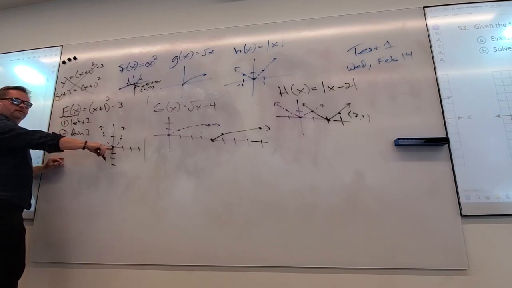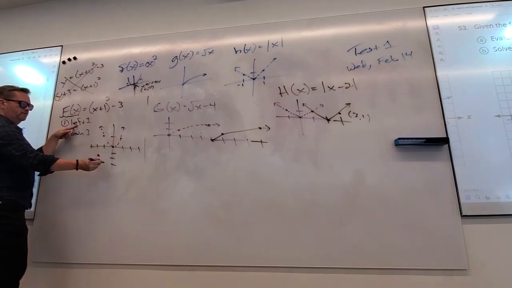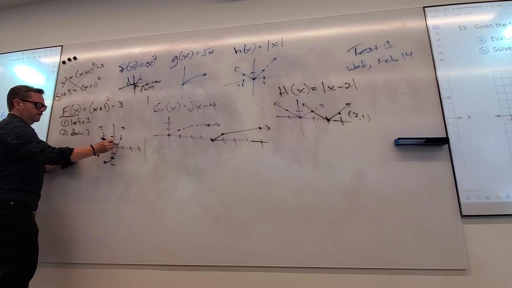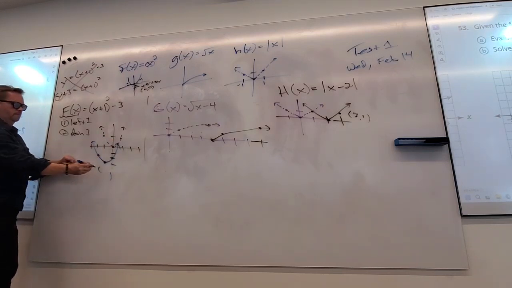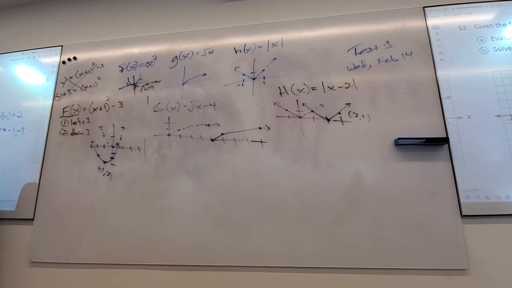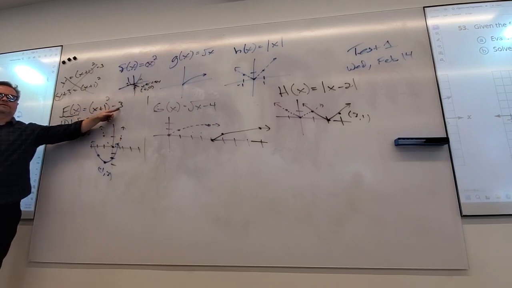Taking the next point, I'm going to move it left 1, down 1, 2, 3. Next point, left 1, down 1, 2, 3. So now my parabola is there. Where's the vertex now? -1, -3. Can you see the vertex -1, -3?